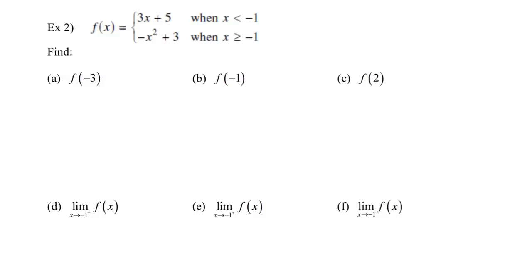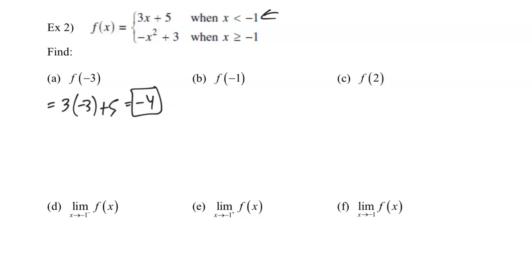Okay, finally on example 2, we want to basically do the same thing as example 1. F of -3 means that I'm going to plug into this first piece for x to get that value, and so this is going to be 3 times -3 plus 5, which is going to equal negative 9 plus 5, or negative 4.